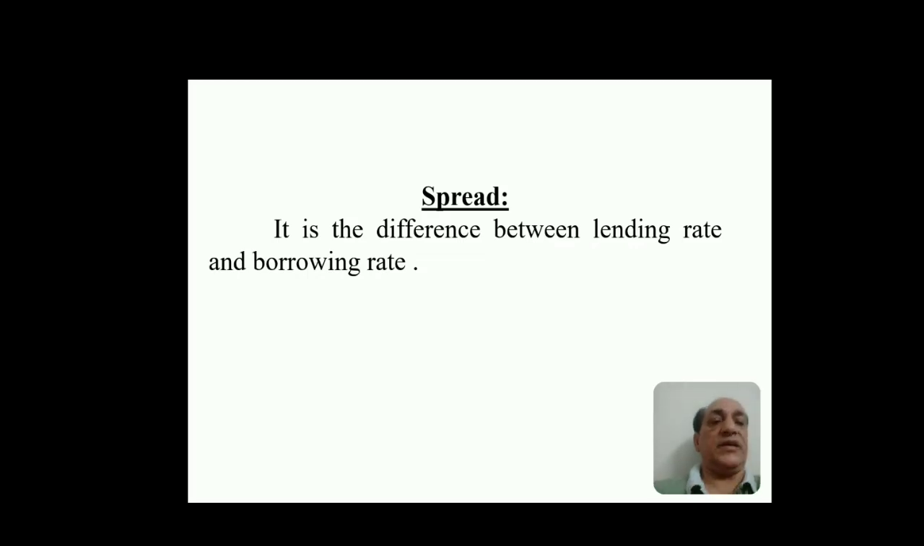Spread is the difference between lending rate and borrowing rate. We can understand this with the help of an example. If the lending rate is 10% and borrowing rate is 5%, so the spread is 5%, which is the profit of the commercial banks.